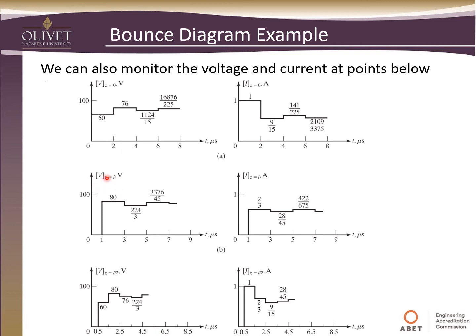Again, you can also look here at the load. At the load, we don't see anything until 1 microsecond, when it jumps up to 80 volts, drops down to 224 over 3 volts, then goes up to 3376 over 45 volts, and so forth, approaching that 75 volt level. As well, you could pick a point halfway between. At half a microsecond, it jumps up to 60, and then after 1 microsecond, it jumps up to 80, then back to 76, and you can do the same thing with the current.